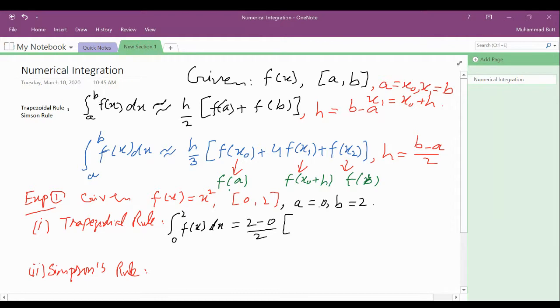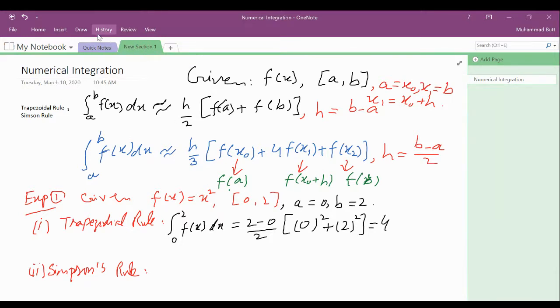So what is f of a? F of a will be x square, because f of x is x square. And then plus f of b. So b is 2 here, and f of x is x square, so 2 square. When you simplify this, the 2 is cancelled out by this 2, and 0 square is 0. So the answer is 4 for the trapezoidal rule.